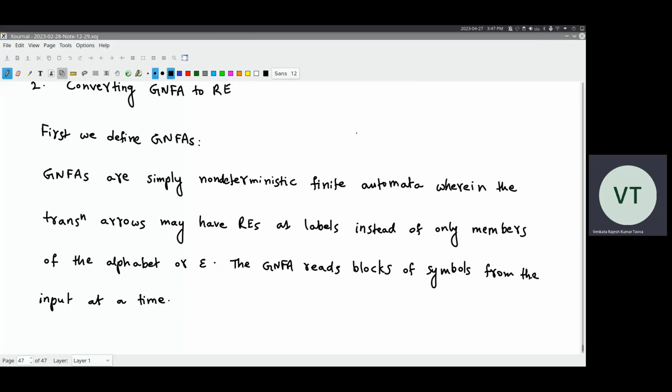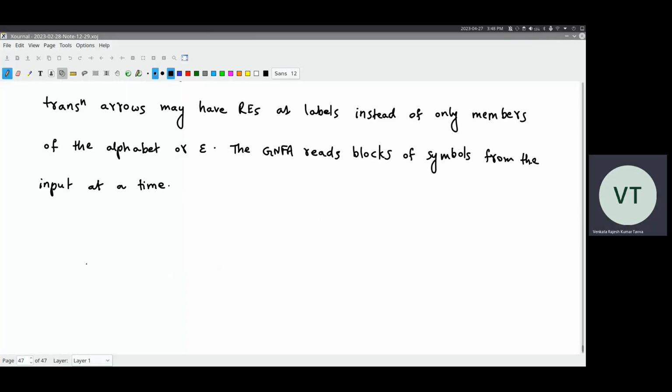NFA or DFA reads one symbol at a time. From one state to another state, you have to read one symbol at a time, right? You can't read two or more symbols at once in a DFA or NFA. Whereas in a GNFA, you can read a block of symbols. You can read more than one symbol. You can read an entire string at a time to move from one state to another state. So for instance, say there is some transition from Q1 to Q2, maybe something like AB star. In a DFA or NFA, you have only one symbol as a transition label, but here you have a regular expression.